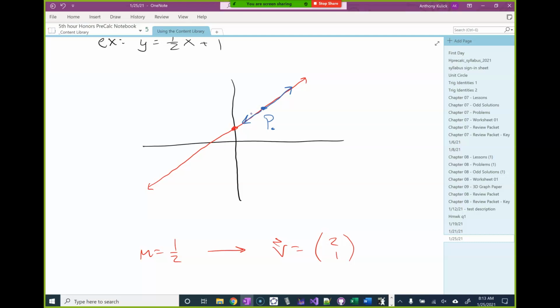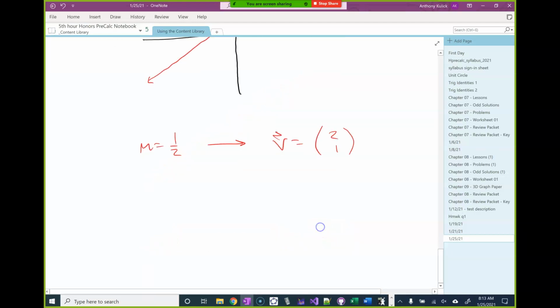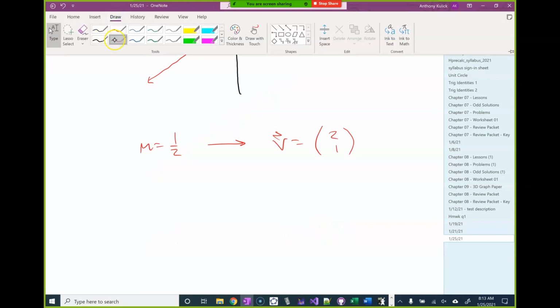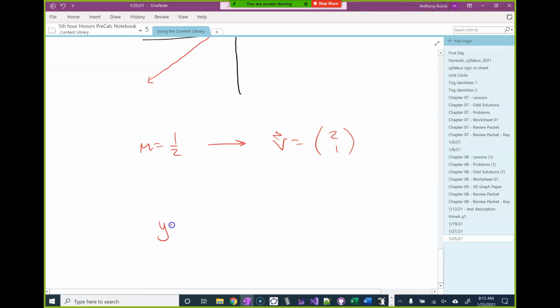So what we could say then is that our equation is basically y equals this point plus our vector. Does this make sense, what I've written? It shouldn't. Why doesn't that make any sense? Think about the quantities that we're adding together.